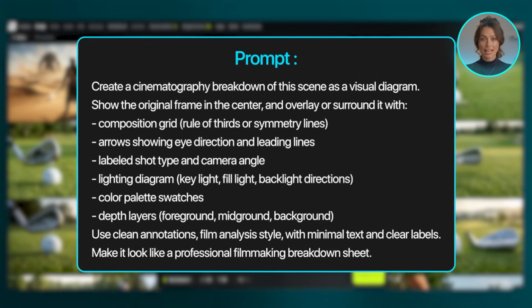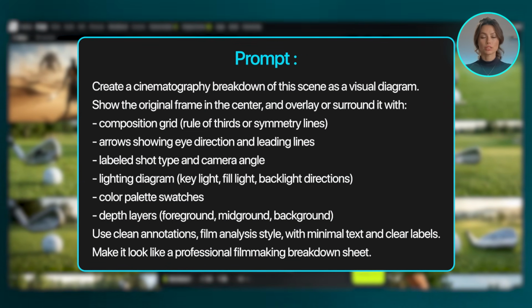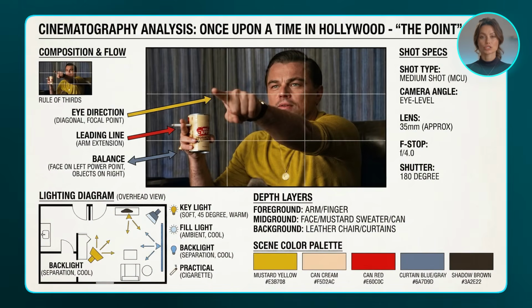In the prompt, ask Nano Banana 2 to turn a single frame into a visual breakdown diagram. Tell it to overlay composition grids like the rule of thirds, add arrows showing where the viewer's eye is being led, label the shot type and camera angle, draw a simple lighting diagram for key, fill, and backlight, and show color palette swatches and depth layers. The result looks like a professional breakdown sheet that teaches you how the shot was designed.